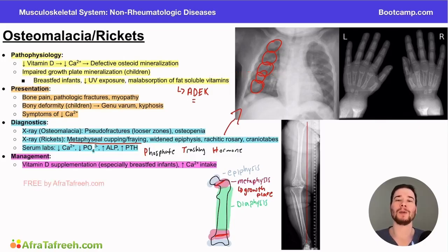We're trying to say, can we help replenish the deficiency that we have? And the deficiency that we have is going to be in the low calcium levels or the low vitamin D levels. And so that's how we're going to try to help these patients with their bone development overall.